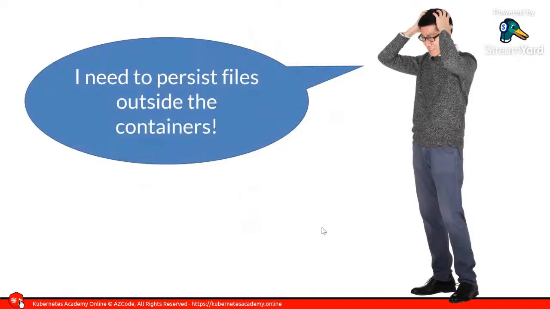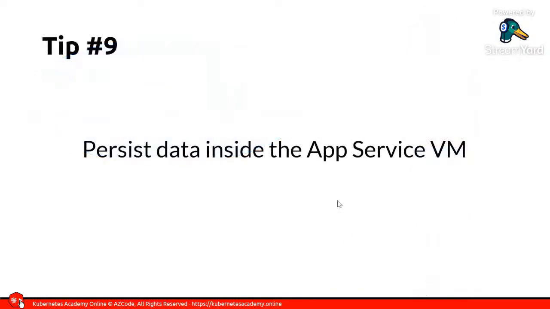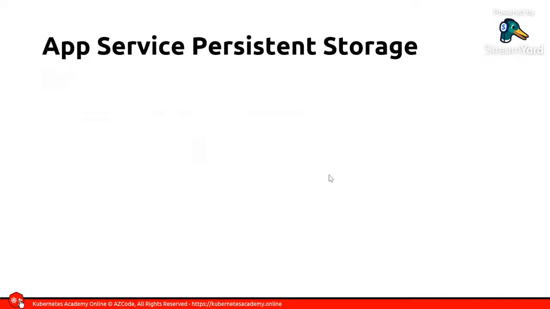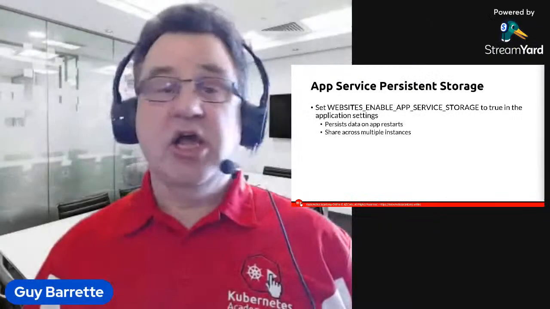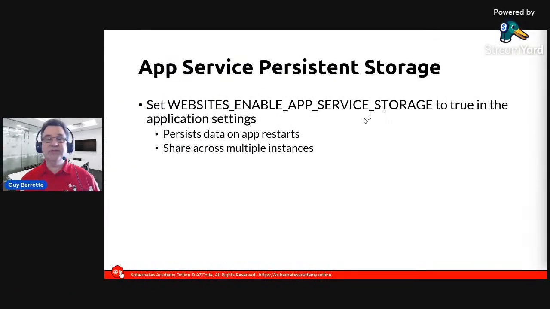All right. I need to persist files outside the containers. Well, tip number 9, you can persist data inside the app service VM. There's a feature of app service called app service persistent storage. You enable it by setting the website's enable app service storage to true. Click on the run button here. Yeah, that's better.